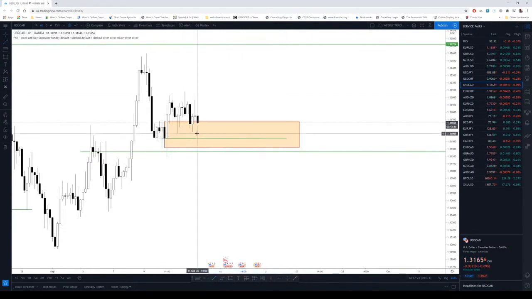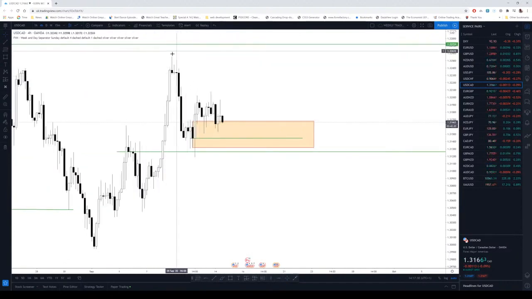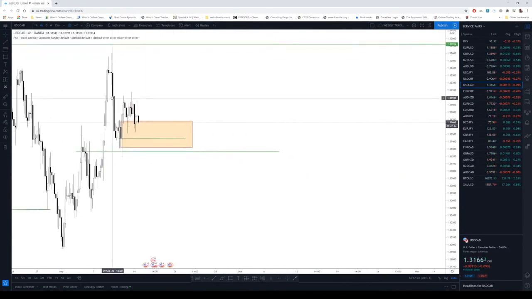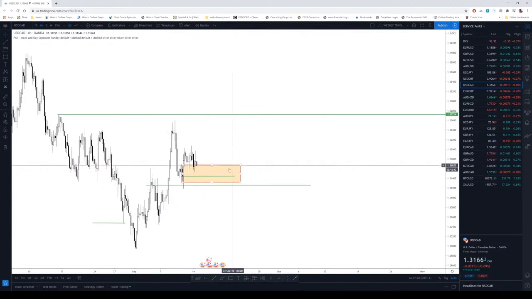Okay, they could come back down there, clean this low, clean that low, hit this, and then reject, and then we go higher. So that's what I'm watching for this week. I'll be looking for a run back up above this high, and then possibly above that high as well. Yeah, equal high. That's what I'll be looking for on this pair this week.